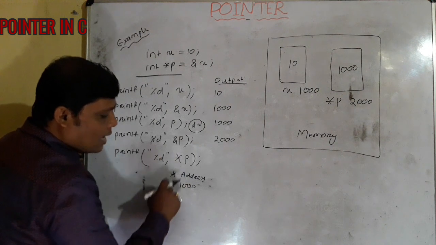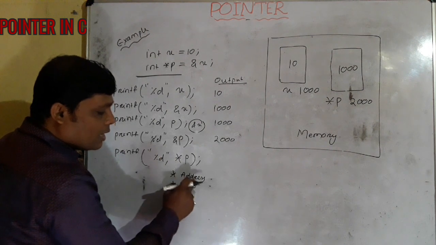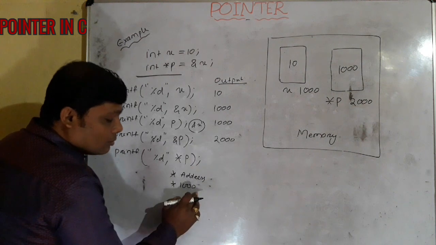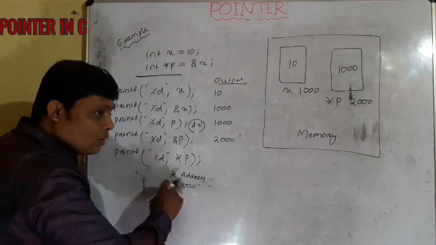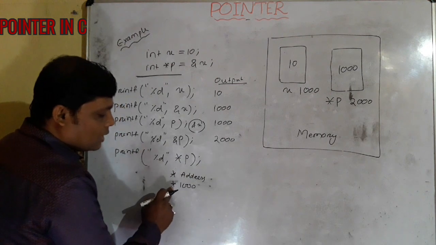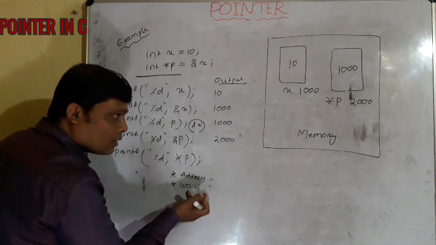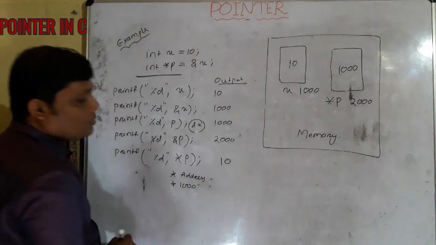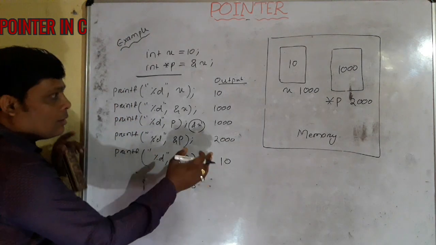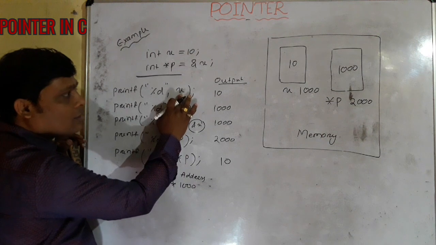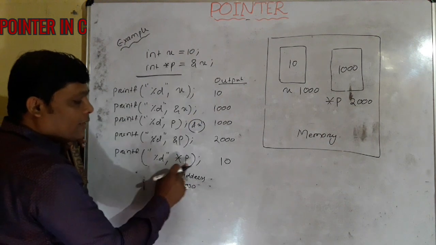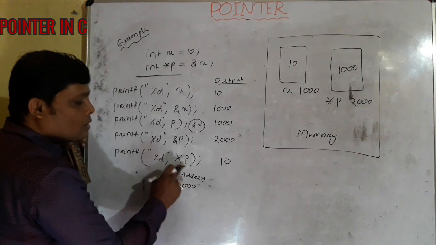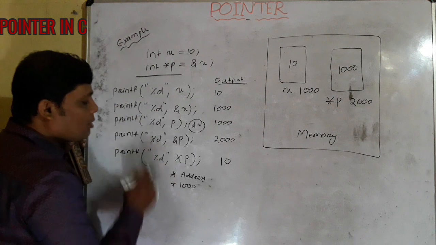*p means what? *1000. After star there will be one address. So *address means what? It gives the value at that address. So *1000 means value at 1000. Value at 1000 is what? 10. So directly we are displaying the value of x here, 10, but indirectly through the pointer we can access the value of a variable. So star is called the indirection operator.